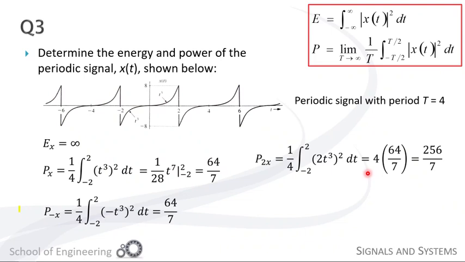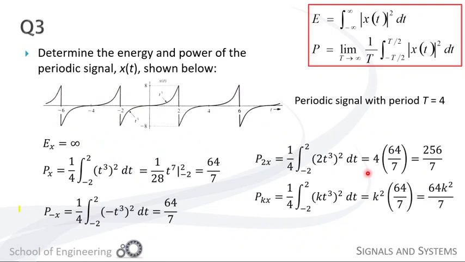So if I have kx, it will just be k squared, which is that part. So 64 over 7 times k squared. So these are some of the general principles you need to know. If we have a periodic signal, energy is infinite, we find the power. What about the earlier one? Those ones. What would the power be? 0. Why?